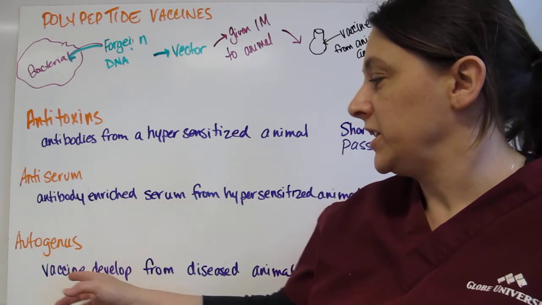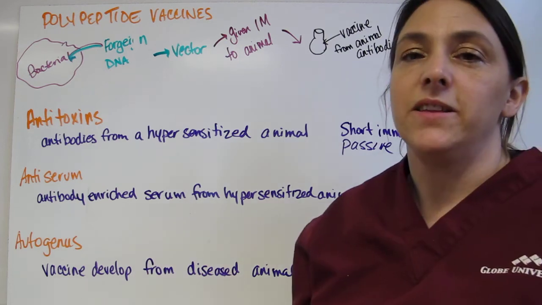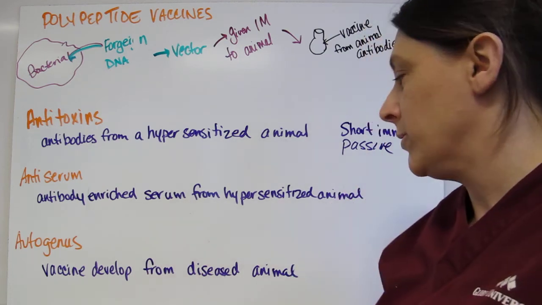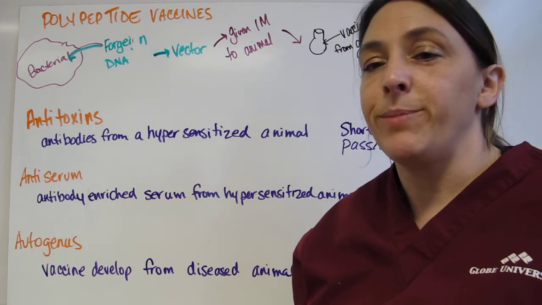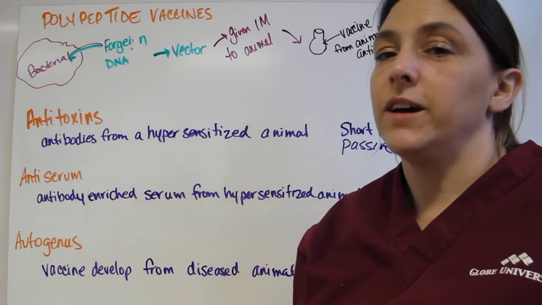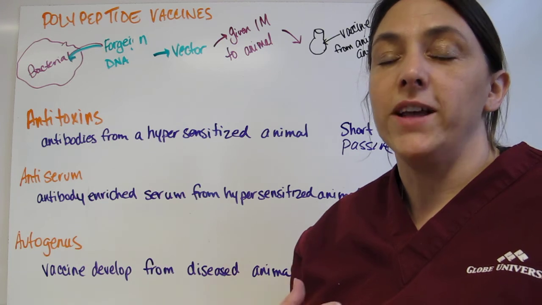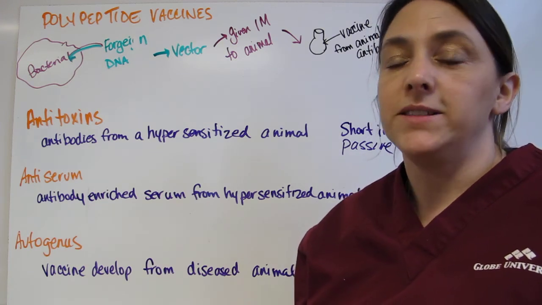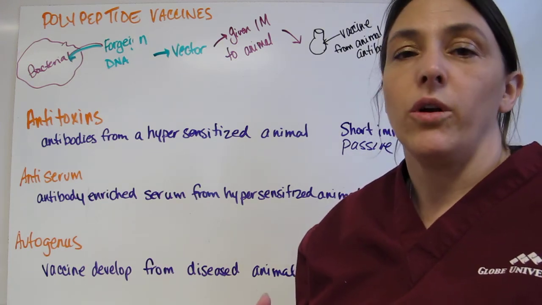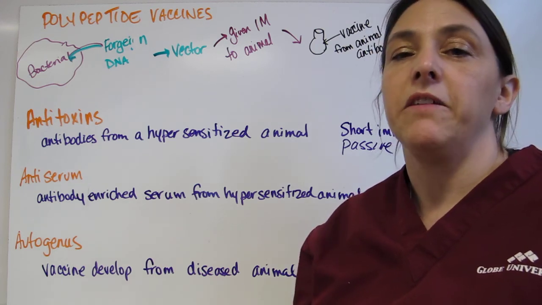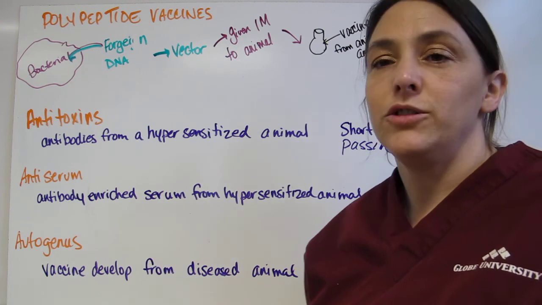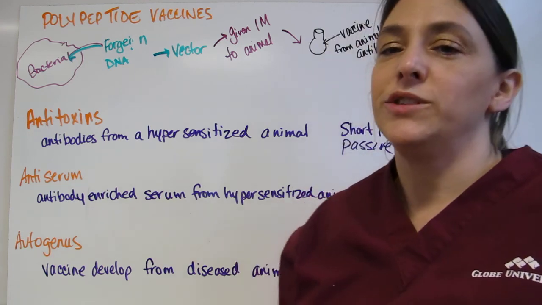And then there's autogenous, and this is a vaccine that's developed from an ill animal. This tends to happen in herds where all of a sudden a disease pops up. They'll take the disease from a sick animal, then they'll send it to a manufacturer, who then changes it into a vaccine, and then they'll vaccinate the whole herd. Don't forget, Newcastle disease is your ticket into class.